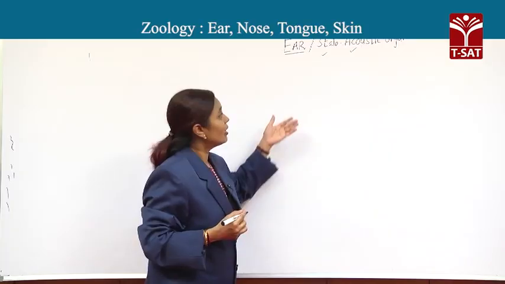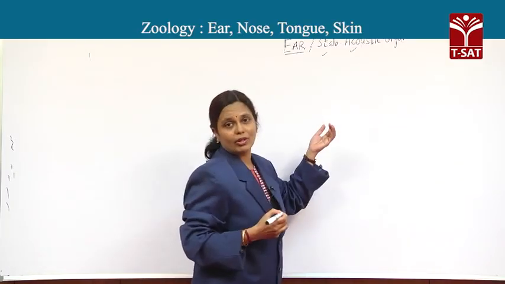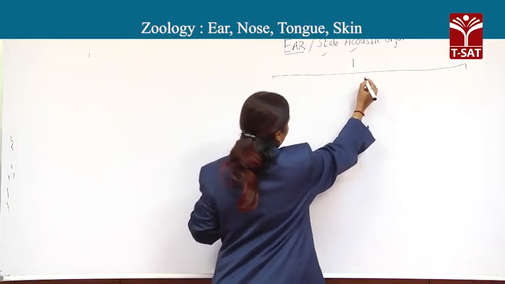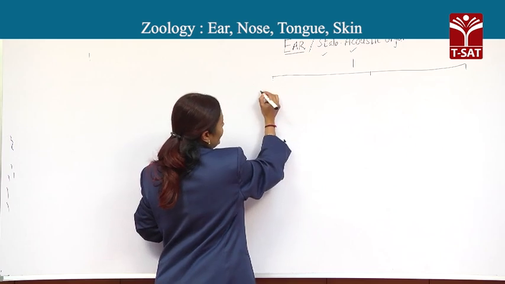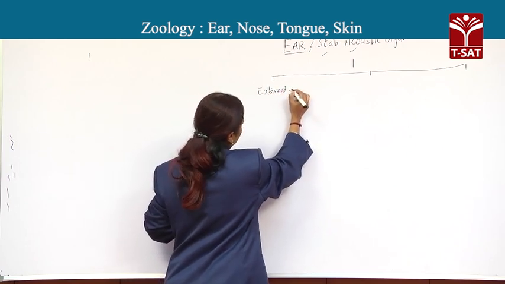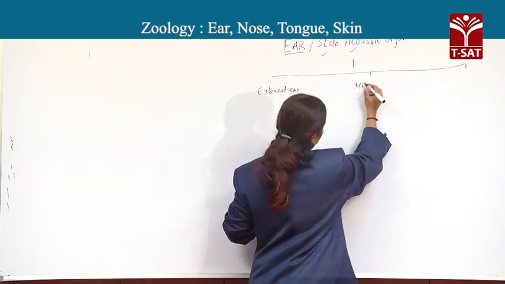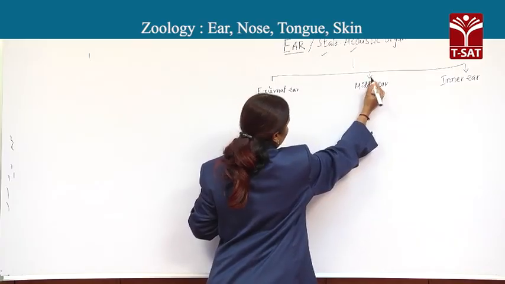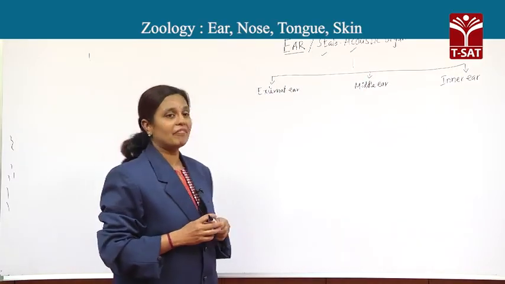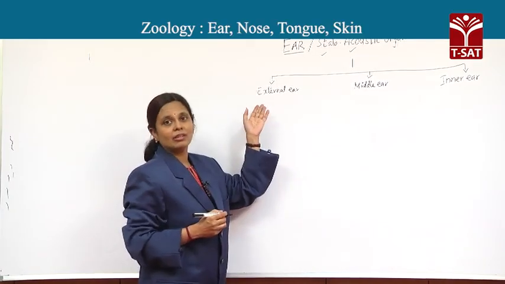The ear of a human being has three different parts. What are the three parts of the ear and what are the functions? The three parts of the ear are: number one, external ear. Number two, middle ear, and number three, inner ear. Now, let us learn about the different parts of each region. To begin with, the external ear.